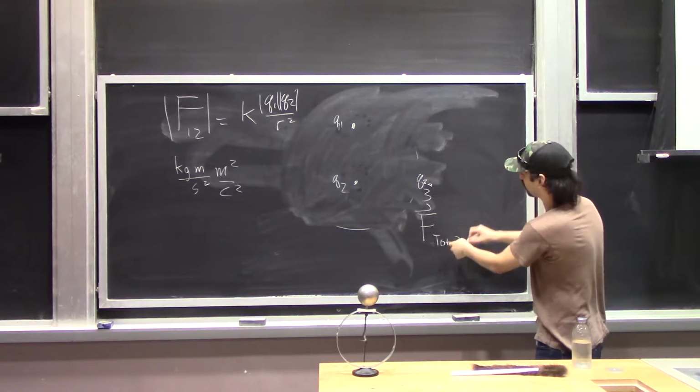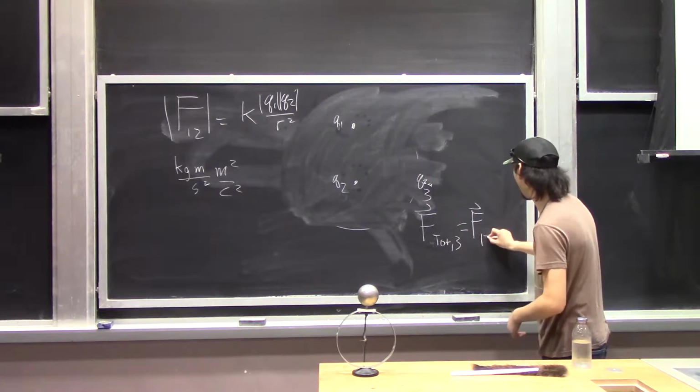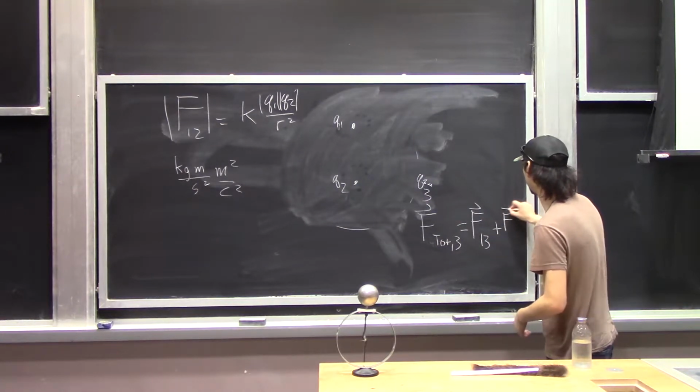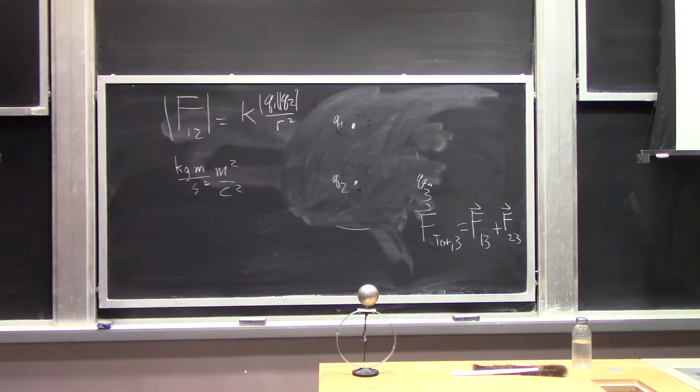So the total force acting on 3 is going to be equal to the force that 1 acts on 3 plus the force that 2 acts on 3. Okay? So that's the superposition principle. Any questions about that? Okay.